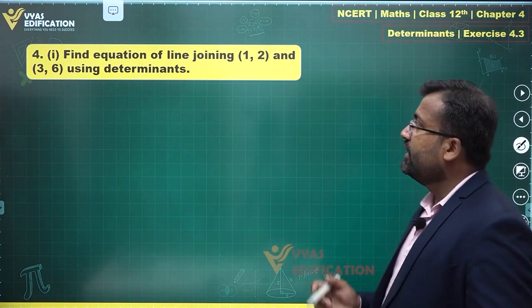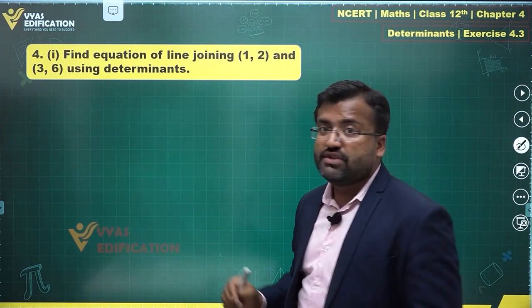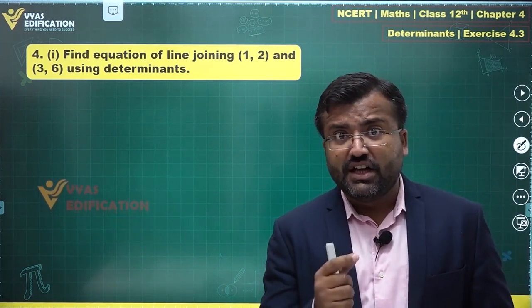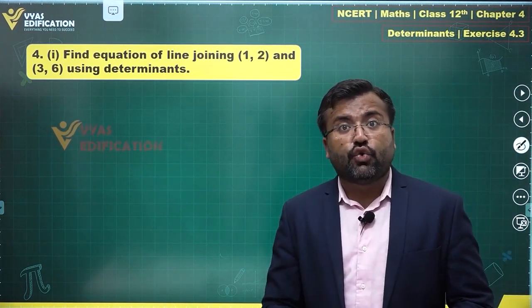Let's solve this question next. The question says: find the equation of the line joining (1, 2) and (3, 6) using determinants. Now how are we supposed to find the equation of the line? The approach is pretty simple. It is related to collinearity.